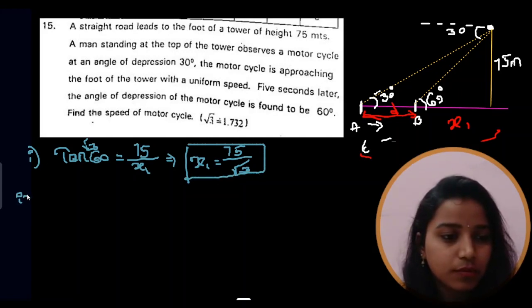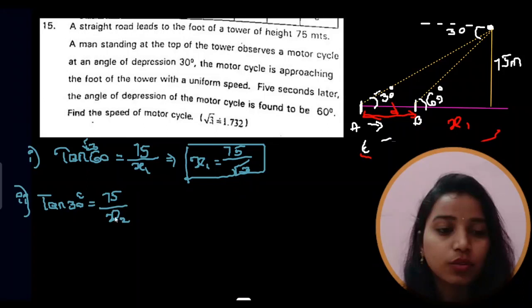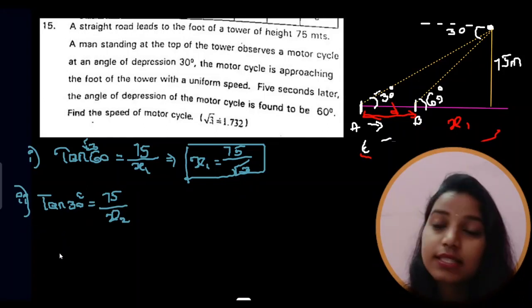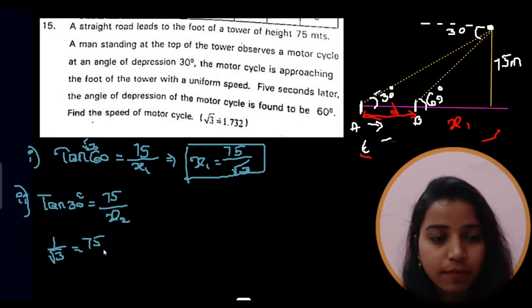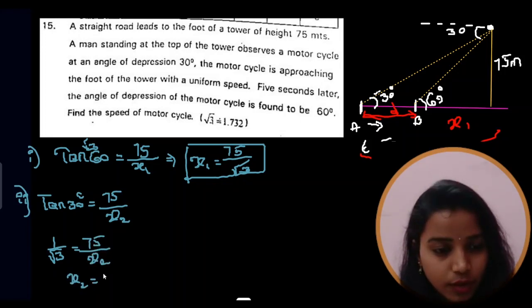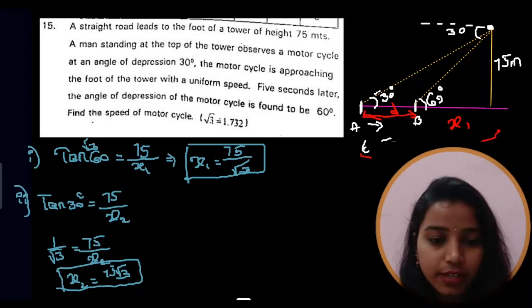And second, I'm writing tan 30. Tan 30 is equal to again 75 by x2. So this time it is x2. What is tan 30 here? 1 by root 3, right? That is 75 by x2. So x2 is equal to 75 into root 3.